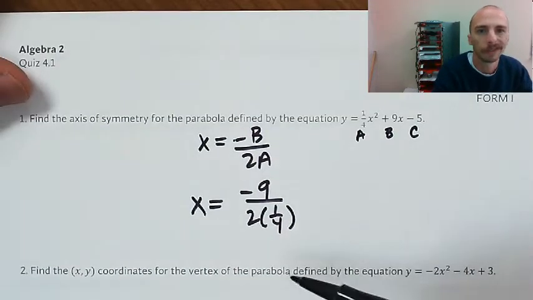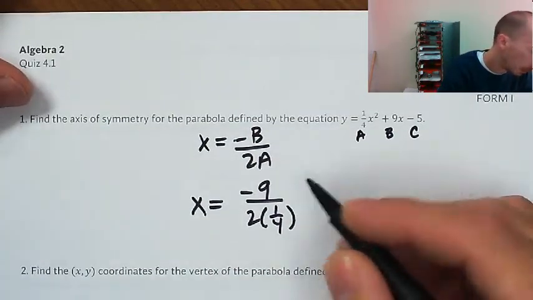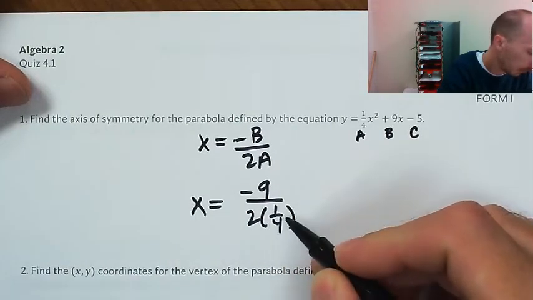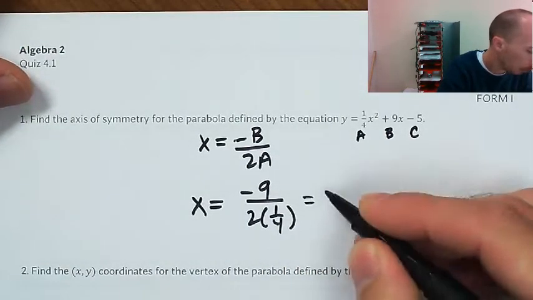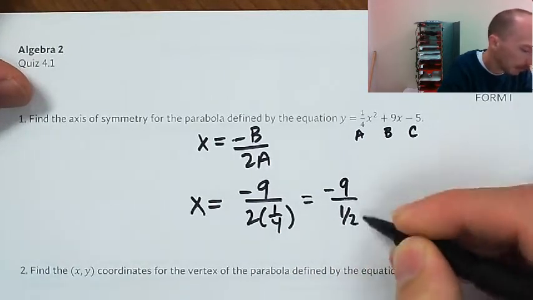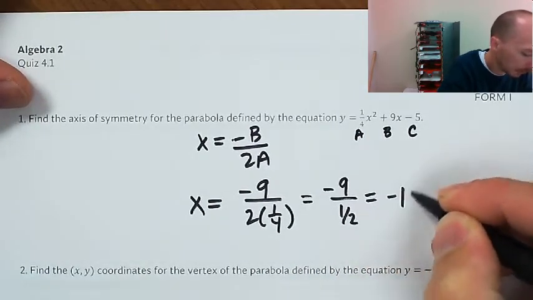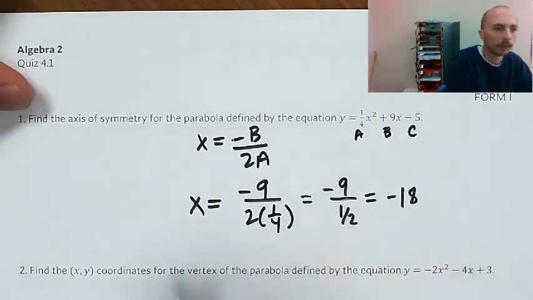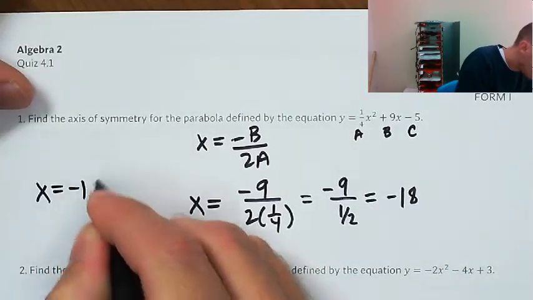If you left it like this in free response, that would probably be all right, but we need to recognize what we're doing here if this was a multiple choice question. So negative 9 divided by 2 times 1/4 is negative 9 divided by a half. Dividing by a half is like multiplying by 2, so that's negative 18. So x equals negative 18 is the axis of symmetry.